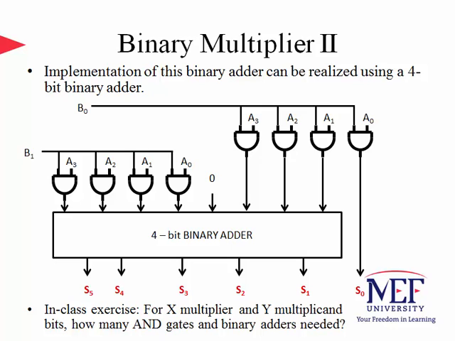Let us finally think about an exercise. As we have given examples of the general case, if we had x multiplier bits and y multiplicand bits, how many AND gates and binary adders would we need? The answer to this question will also help understand why we need better alternatives for multiplication of long binary sequences.